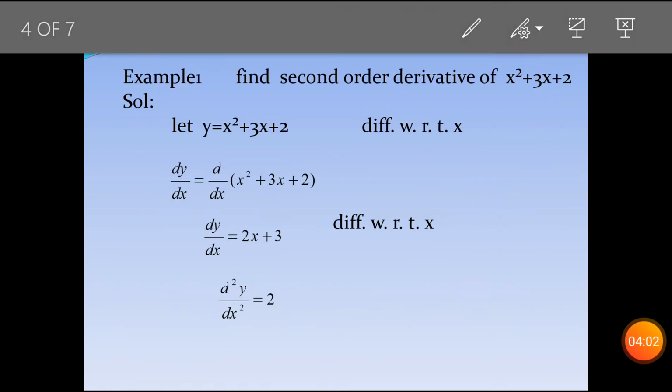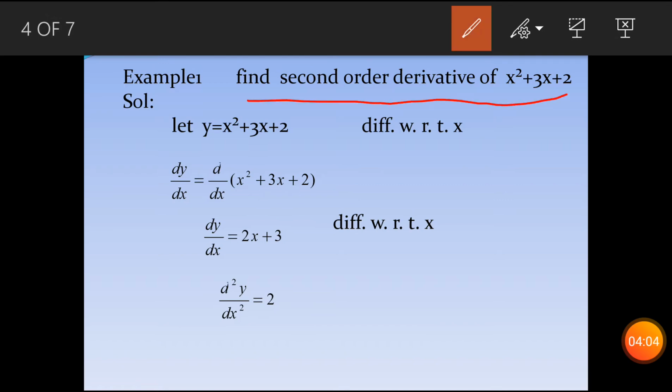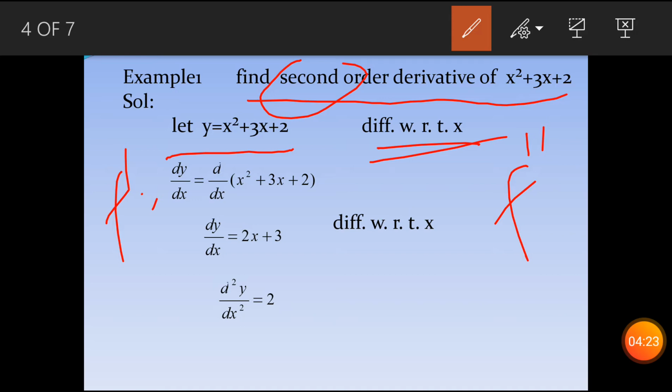Find the second order derivative of x² + 3x + 2. Very simple. First of all, you write let y equals x² + 3x + 2. You want to calculate the second order derivative. It means you want to calculate f''. So first of all, we are going to find out only f'. So differentiate it with respect to x. So you will get dy/dx and then d/dx of this expression. So for x², first of all, you are going to use the algebra.